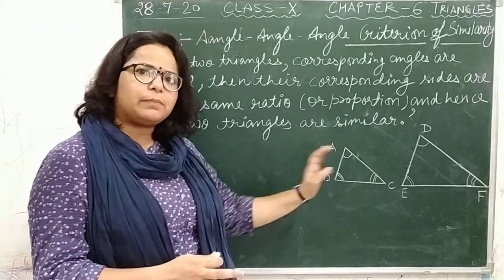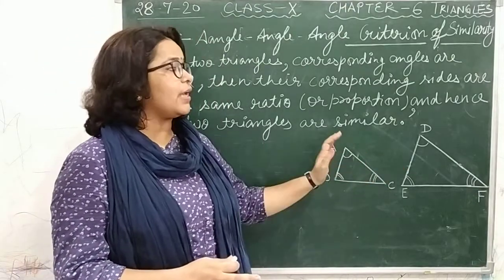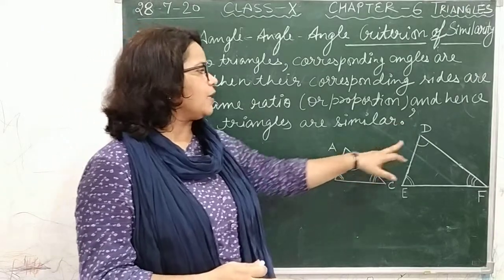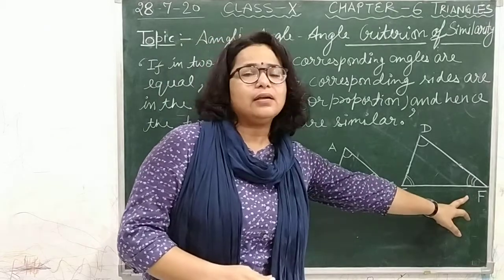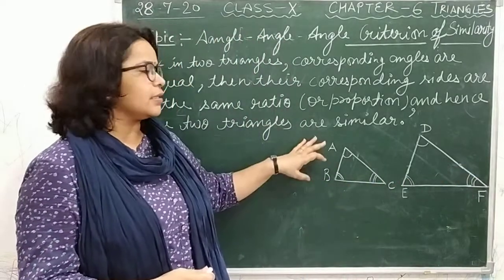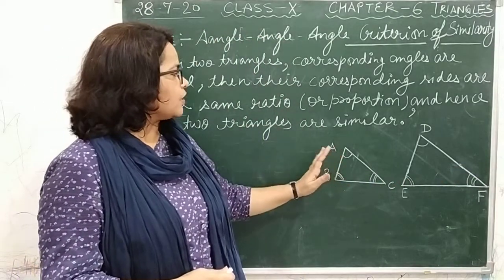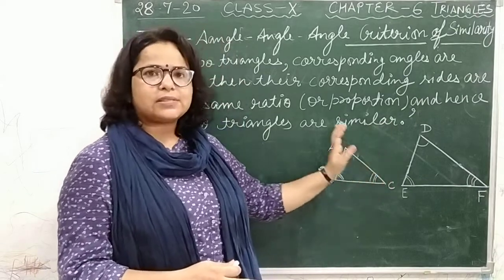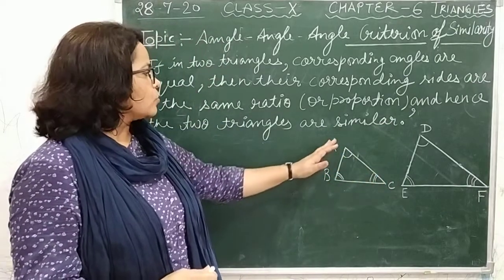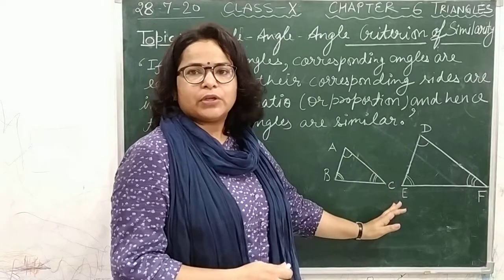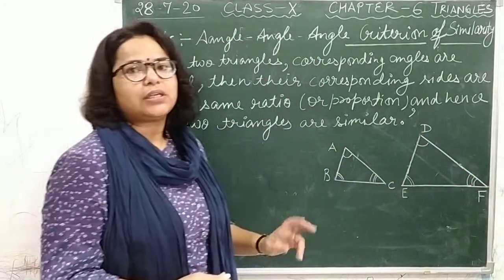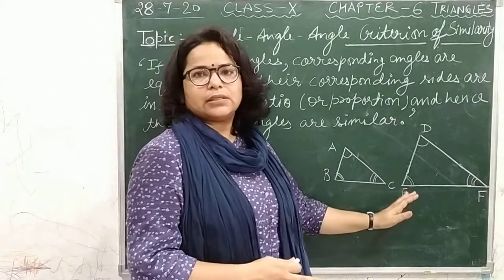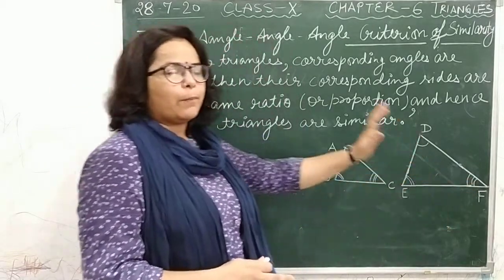Two triangles will be similar if their corresponding angles are equal, like here angle A equal to angle D, angle B equal to angle E, and angle C equals angle F. What about the sides, the length of the sides? If we take the ratios of the corresponding sides, that is very important, the correspondings. So AB ratio DE will be same as AC ratio DF. It means the ratios of both the sides, these fractions, are in proportion.